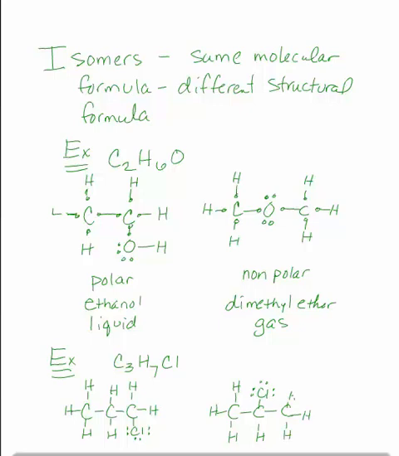Now these two structures, the first structure has the Cl on the end carbon, the second structure has the Cl on the middle carbon. These two structures are isomers. To go from one to the other, you would physically have to remove that Cl and move it to a different carbon. So isomers, again, same molecular formula, different structural formula.